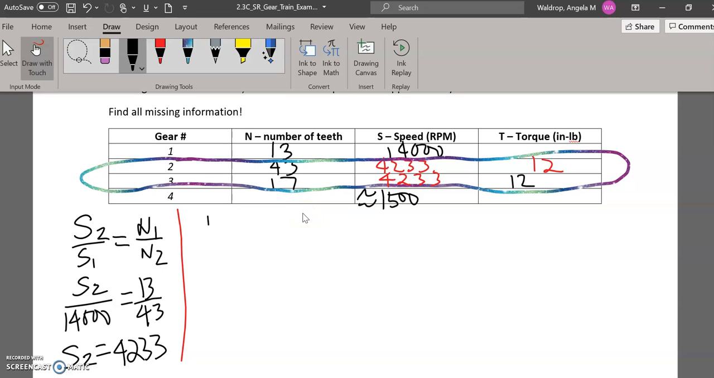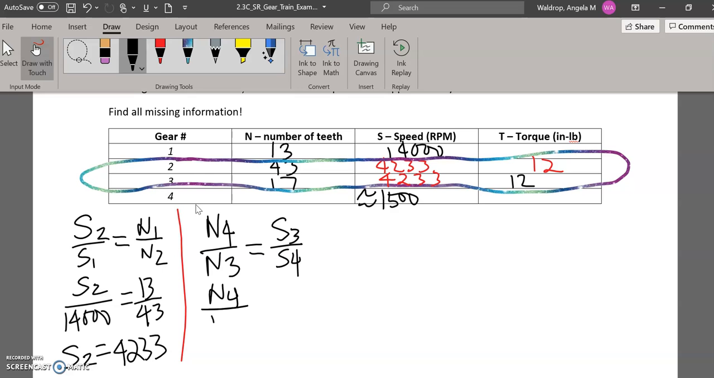It's always nice to go ahead and get all the first column done first. So what I'll do now is, since I'm looking for N4 in this case, N4 and N3 are working together. So I'll go ahead and put those on one side, and then I'll go ahead and put my S3 and S4 on the other. And remember, number of teeth and speed have an inverse relationship. Okay, so that's why they're reversed on the other side of the equal sign.